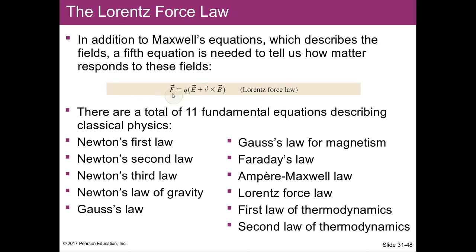to it. The force a charge experiences in a region of space filled by an electric and magnetic field is given by the charge times the electric field plus the charge times its velocity cross the magnetic field. And so we have 5 equations describing electricity and magnetism, or electromagnetism as we now should call it. And really all of classical physics comes down to just a total of 11 equations.